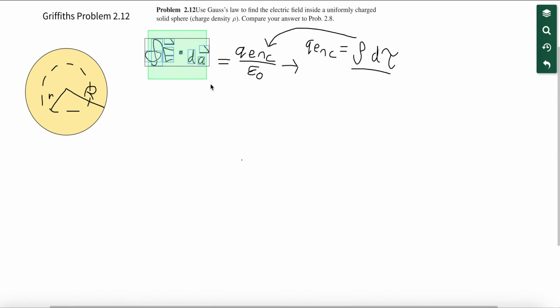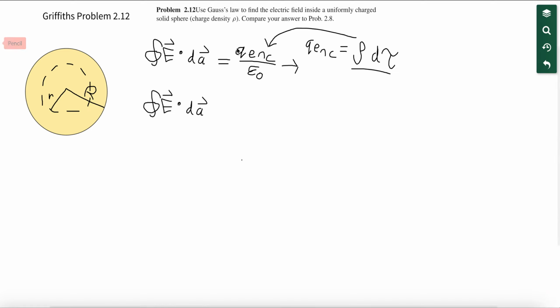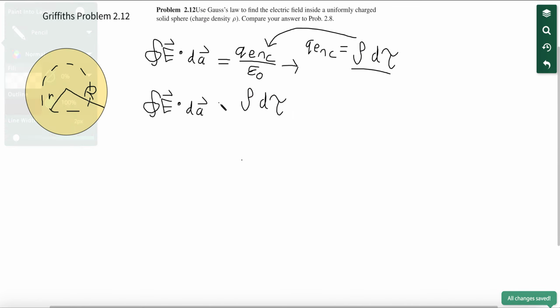I'm going to try to see if I can do something to make writing less. So we have this, and then I'll simply copy this over. Set these two equal to each other, and have epsilon naught here. Now, I'm going to try to take the electric field out of the integral, so that we just have to do a surface integral for the Gaussian surface.